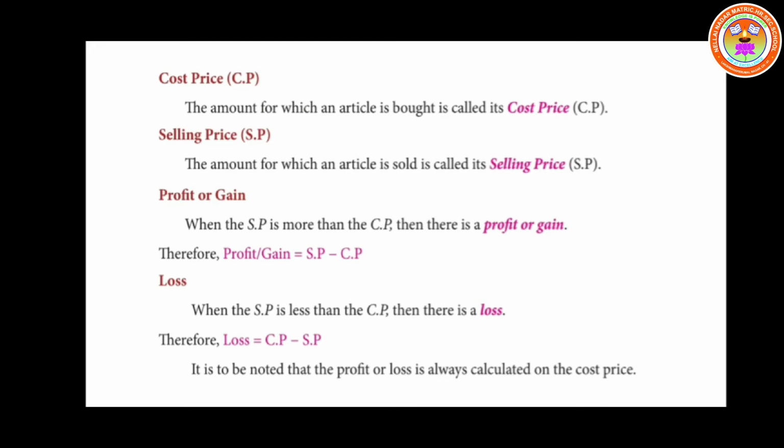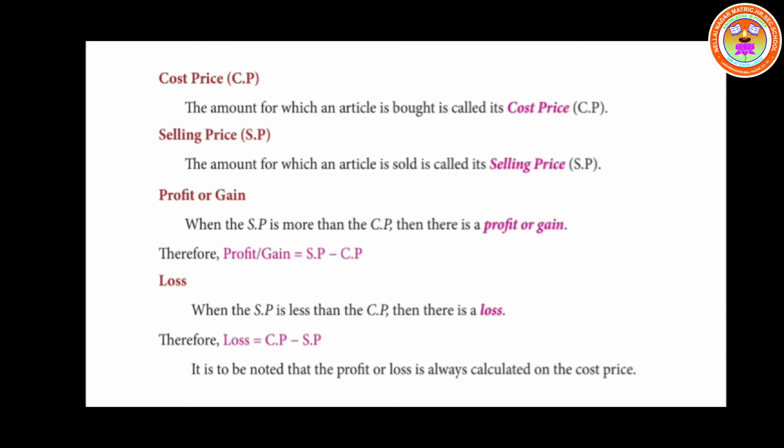So now you have a gain of 20 rupees. You bought for 100 rupees, but you sold it for 120 rupees. So you have got a gain, that is nothing but profit. How much profit did you get, children? 20 rupees. When the selling price is more than the cost price, then there is a profit or gain. You can express it as profit or gain equals selling price minus cost price.